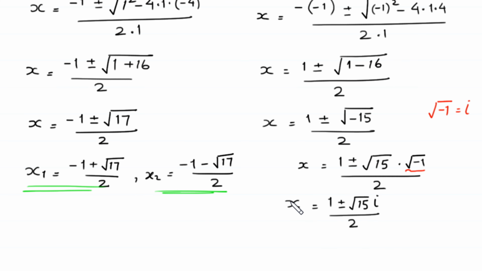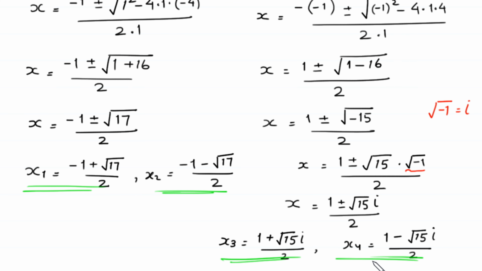So from here we get other two values of x. x3 is equal to 1 plus square root of 15 times i divided by 2, and value of x4 is equal to 1 minus square root of 15 times i divided by 2. So these are the four solutions of this equation.